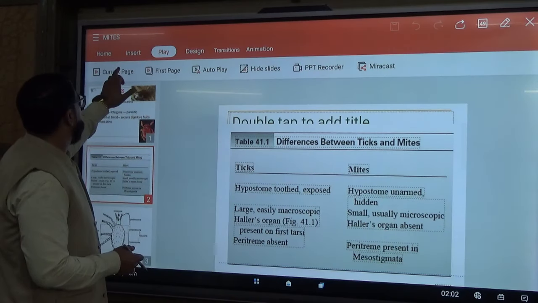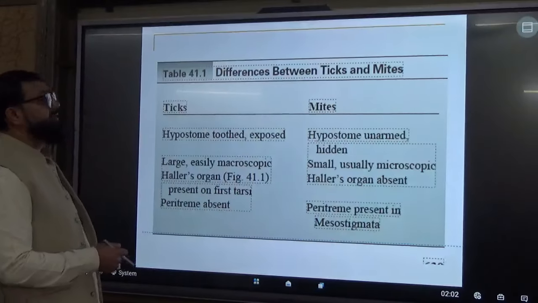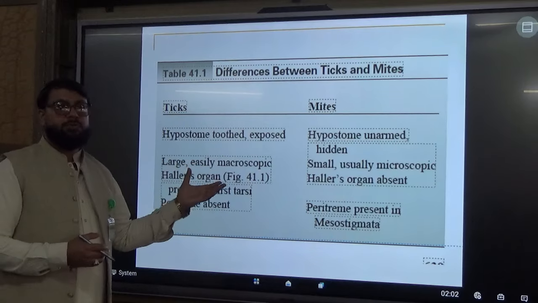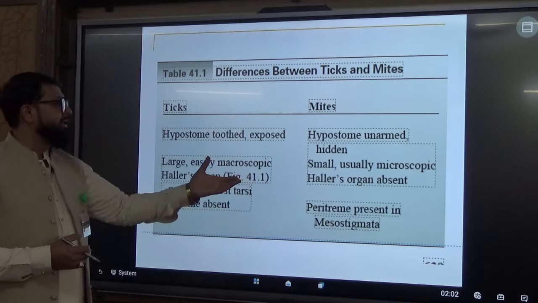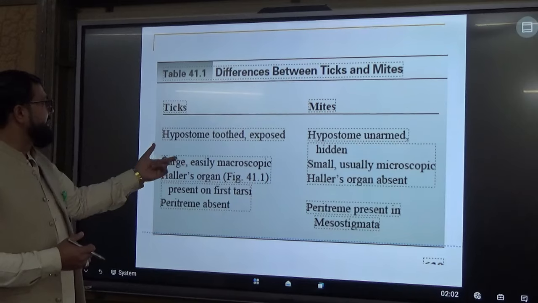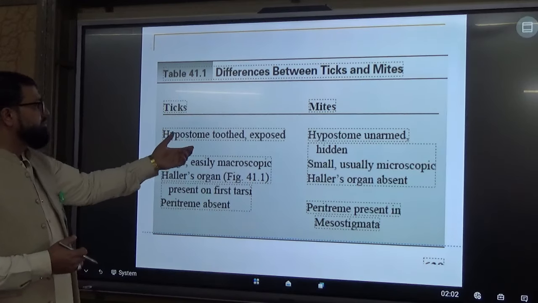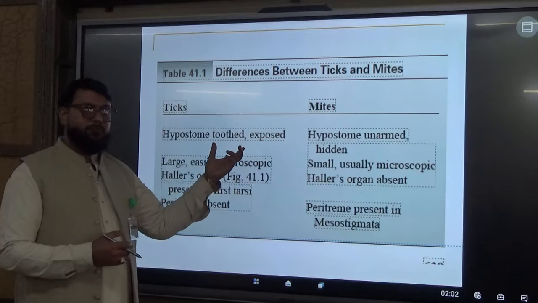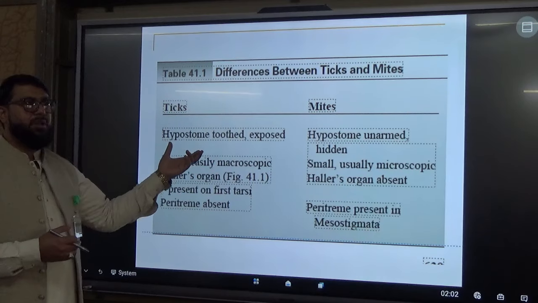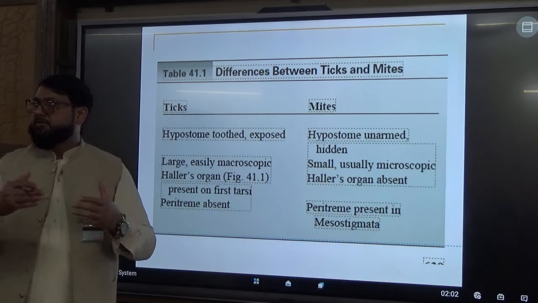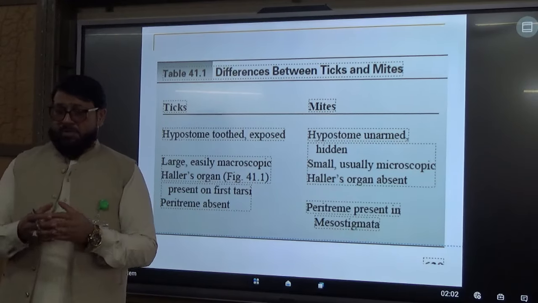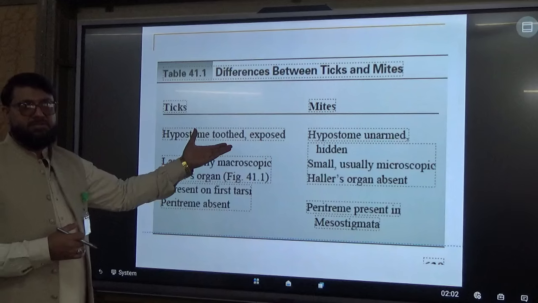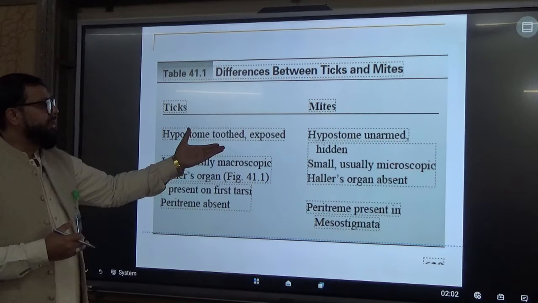Briefly about the difference between ticks and mites. Although they belong to the same class, class Arachnida, there are some differences. The hypostome in ticks is toothed and exposed, which means it is visible. Why is it toothed? We presume that because they have to penetrate into the skin to take up the blood meal, their hypostome is provided with teeth-like structures so that they can facilitate the penetration process.